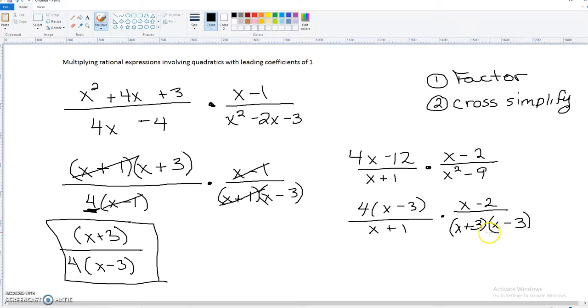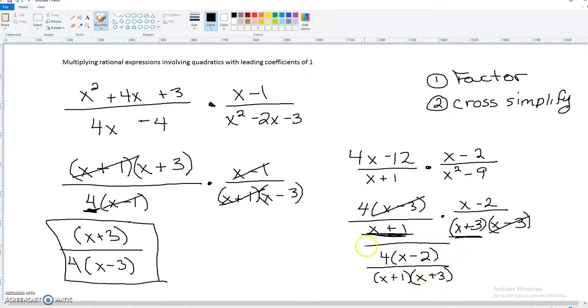Okay, and now we cross simplify, so this cancels this. And so we actually have a little bit more left over than we did on our first example. So we've got 4x minus 2 on top. And then on bottom, you're going to want to put the first part here in parentheses. And then the x plus 3. So here's your x plus 1 here, and your x plus 3 for your denominator. And this is the answer to your second example.